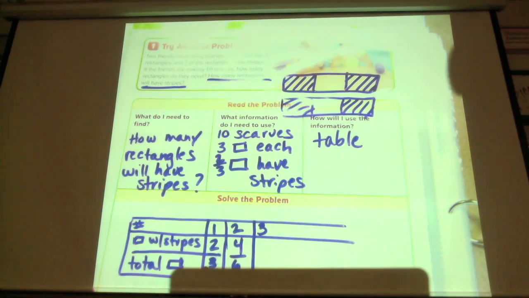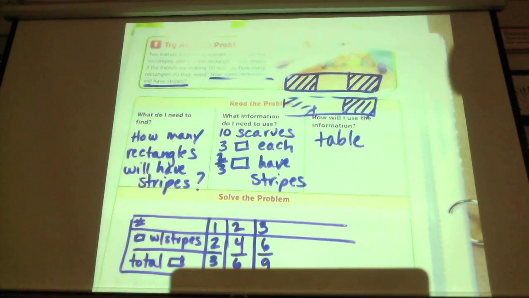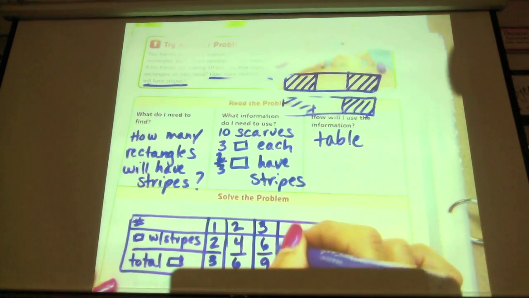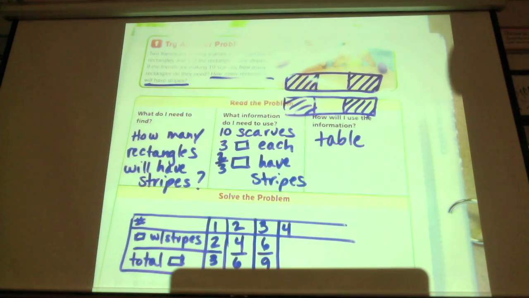What if I multiply my original fraction by 3? The denominator will be 9, because it's 3 times 3. So 9, and the numerator will be 6, 3 times 2, which is 6. Okay? My fourth scarf. Let's find an equivalent fraction.